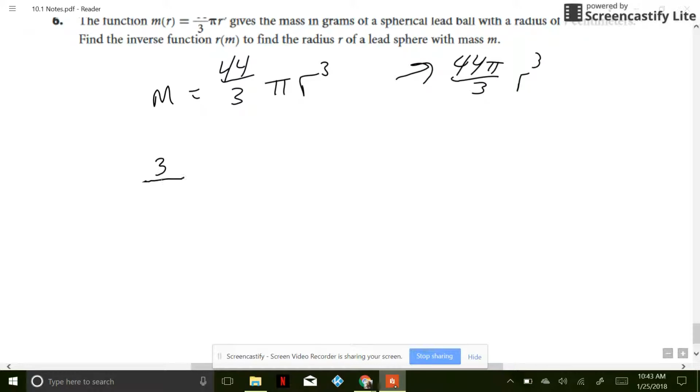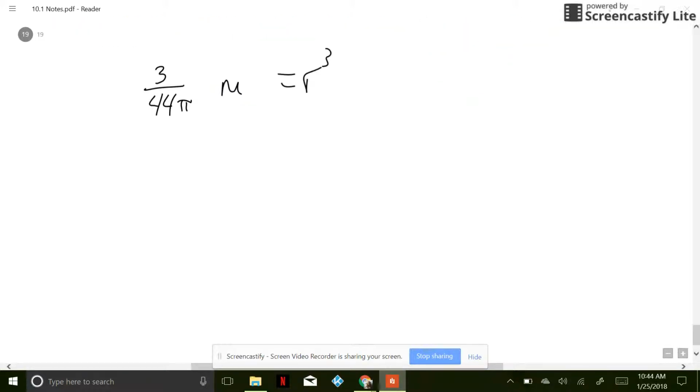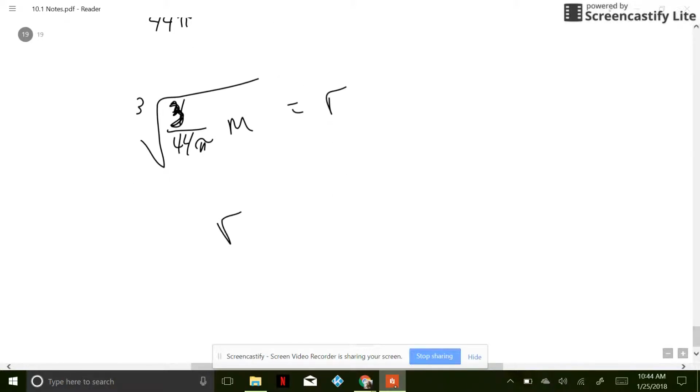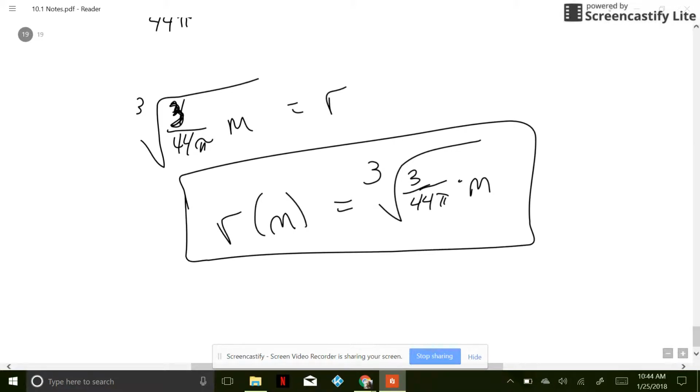So we can multiply by the reciprocal. So we'll have 3 over 44 pi times m is equal to r cubed. We take the cube root. We'll have the cube root of 3 over 44 pi times m is equal to r. And then just rewriting it, we'd have r of m is equal to the cube root of 3 over 44 pi times m, which would be our inverse function.